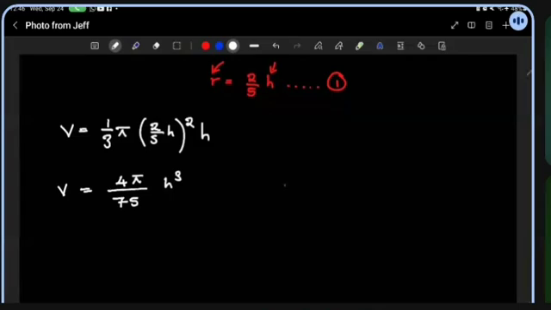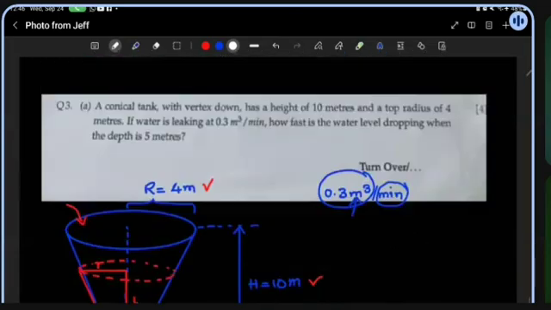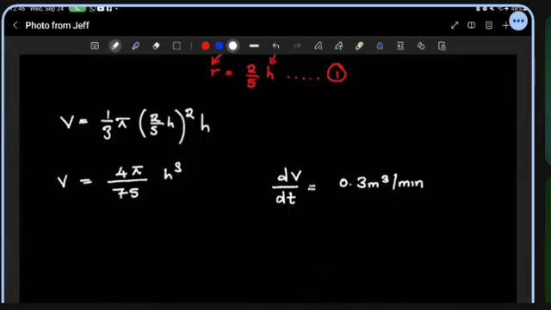Now we can get how fast the volume is changing. So the rate of change of the volume was given as 0.3 meter cubic per minute. This is how fast the volume or the water was leaking out, 0.3 meter cubic per minute. So let's account for that.